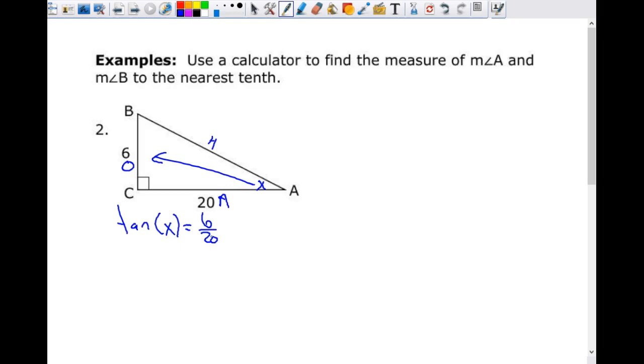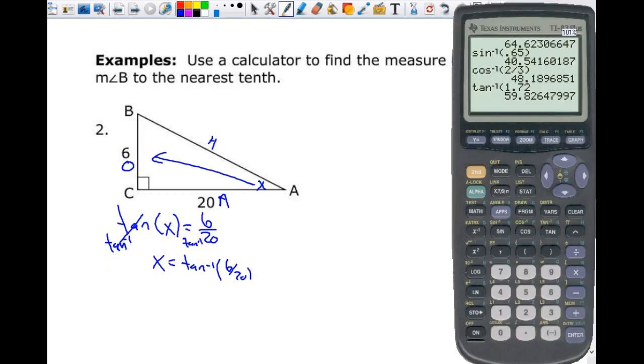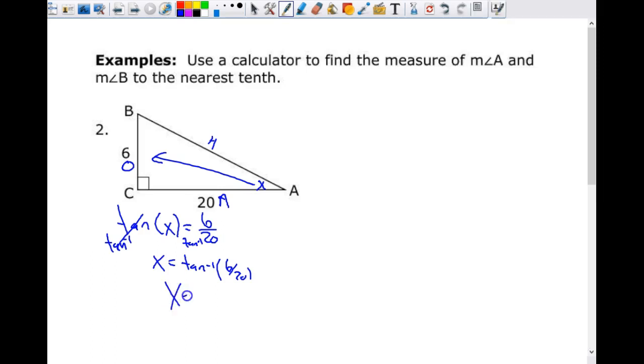We're going to take inverse tangent of both sides. This cancels out, and we get x is equal to inverse tangent of 6 over 20. You don't have to write this step out. I'm probably going to stop writing it now. Inverse tangent of 6 over 20 is equal to 16.7. So we know this is 16.7 degrees.